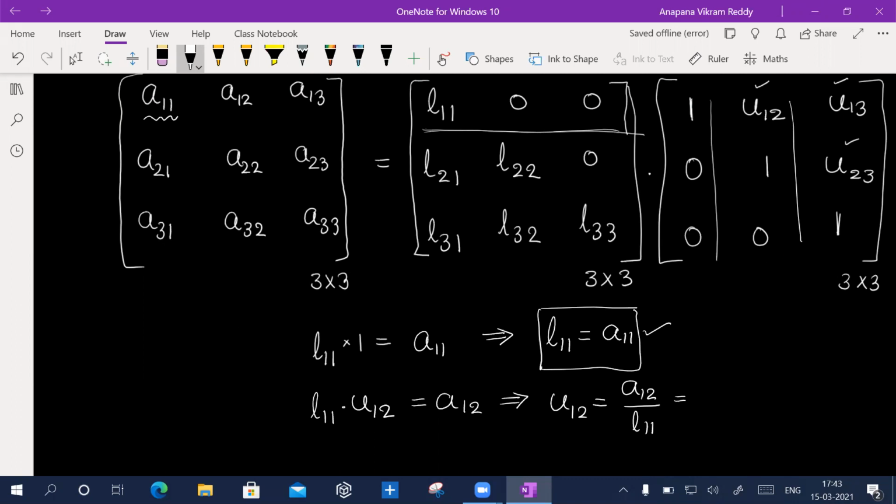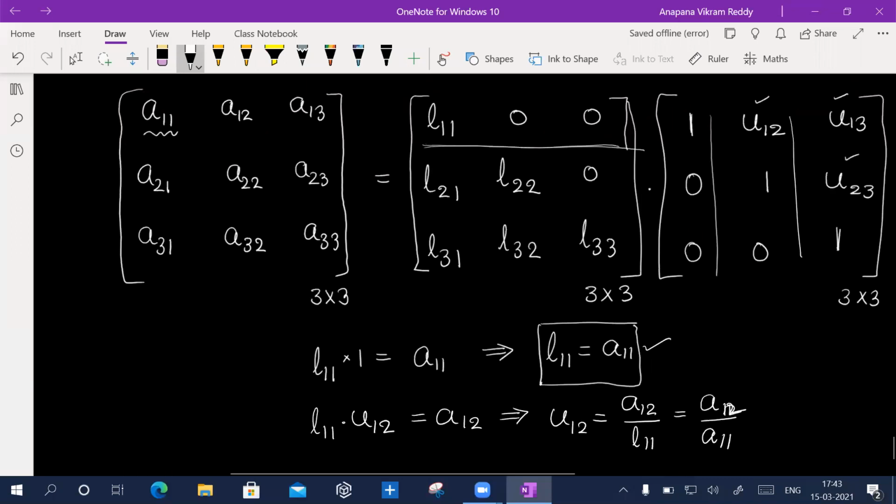And we know L11 is equal to A11. You also have to develop a script for this in MATLAB. It's very simple. We are doing the generalized form now. So U12 is A12 by A11. Agree? Finding U12 is straightforward. L11 means the very first element of your A matrix. And U12 is the first row, second element divided by the first element of the A matrix.